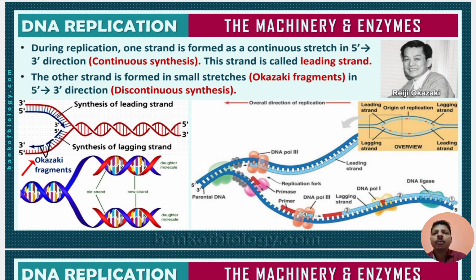During replication, one strand is formed as a continuous stretch in the 5' to 3' direction, or continuous synthesis. This is called the leading strand. The other strand is formed in small stretches, that are Okazaki fragments, in a 5' to 3' direction, or discontinuous synthesis. This is called the lagging strand. The leading one directly makes the strand, but here it becomes fragments. These fragments are called Okazaki fragments.